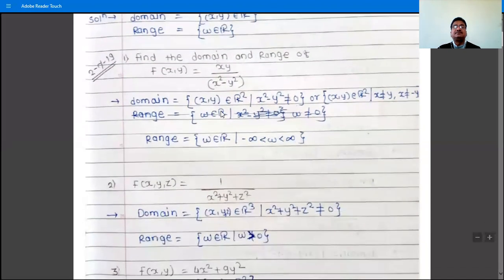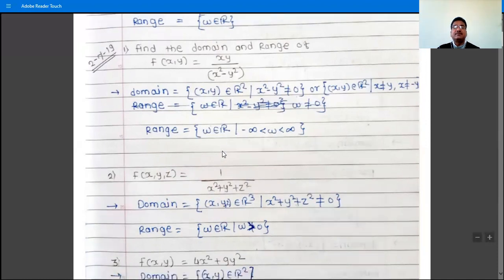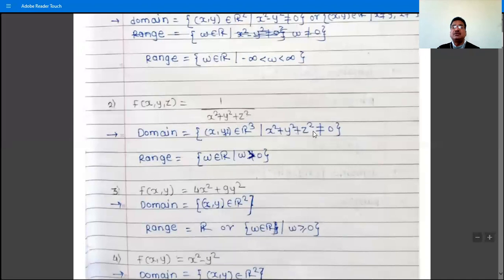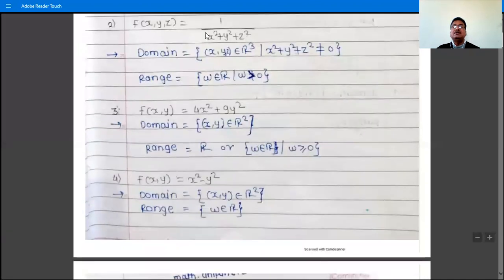Find the range and domain of the function. So the domain is what? (x, y) belongs to R square, such that the denominator is not equal to 0. Just write this answer out. When x square minus y square is not equal to 0, it means x square is not equal to y square, which means x is not equal to plus or minus y. Just write this answer: the denominator is not equal to 0. And the range is w belongs to R, such that w is from minus infinity to infinity, all numbers w exist, or just write R. Then this is not equal to 0 for the domain, and for the range, this is not equal to 0. Don't write greater than here, it is not equal to 0. Here write w is not equal to 0.